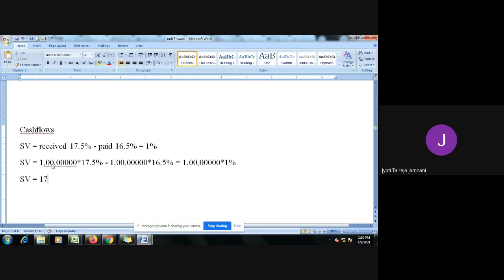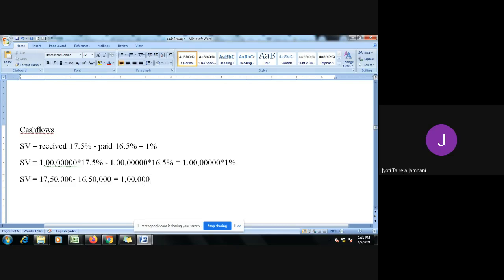17,50,000 it has received minus 16,50,000 it has paid. So how much is the gain? 1 lakh. So this is how, if they tell you to show the cash flows, you have to do. You have to just multiply the rate with the loan amount and it will automatically show the cash flows.